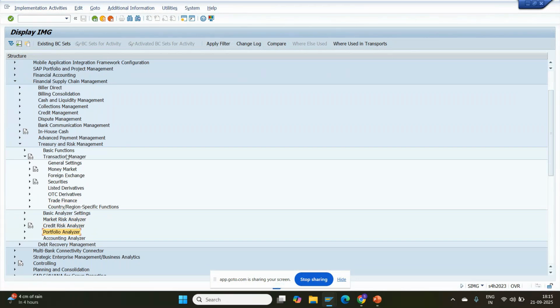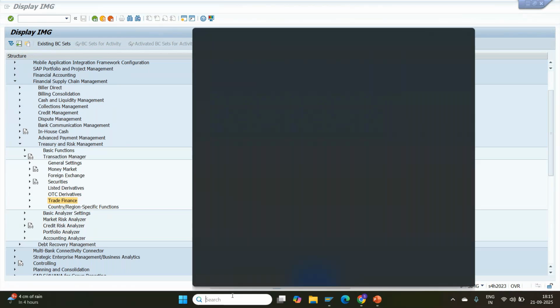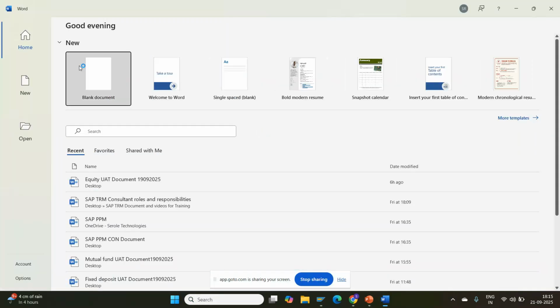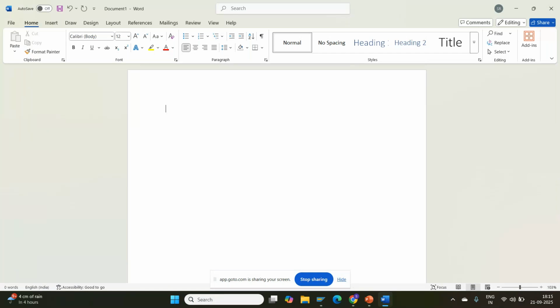First of all, we can discuss the money market, foreign exchange, securities, listed, OTC, derivatives, and trade finance. I will take one example. For example, the money market.